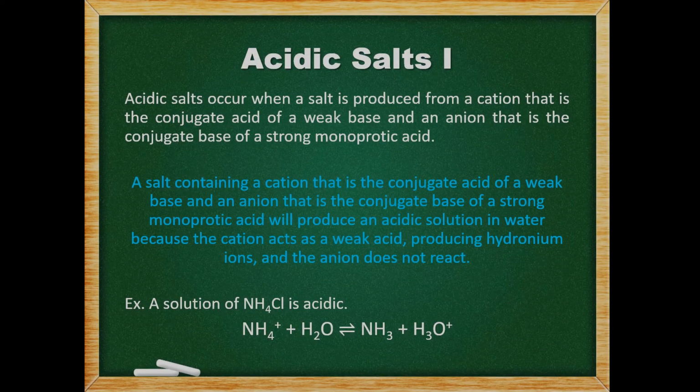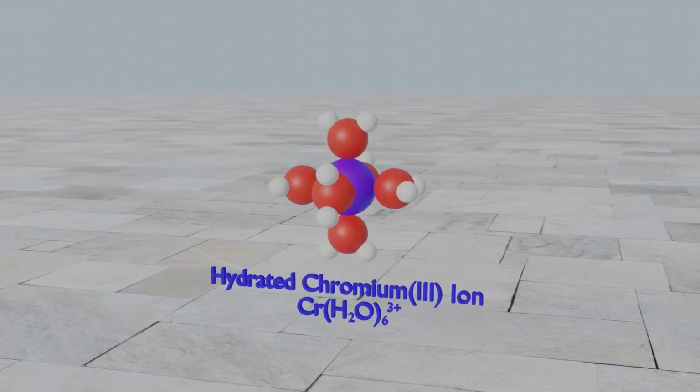Acidic salts occur when a salt is produced from a cation that is the conjugate acid of a weak base and an anion that is the conjugate base of a strong monoprotic acid. They produce an acidic solution in water because the cation acts as a weak acid, producing hydronium ions, and the anion does not react. In our example, we can see how the cation acts as a weak acid. The anion will not react.